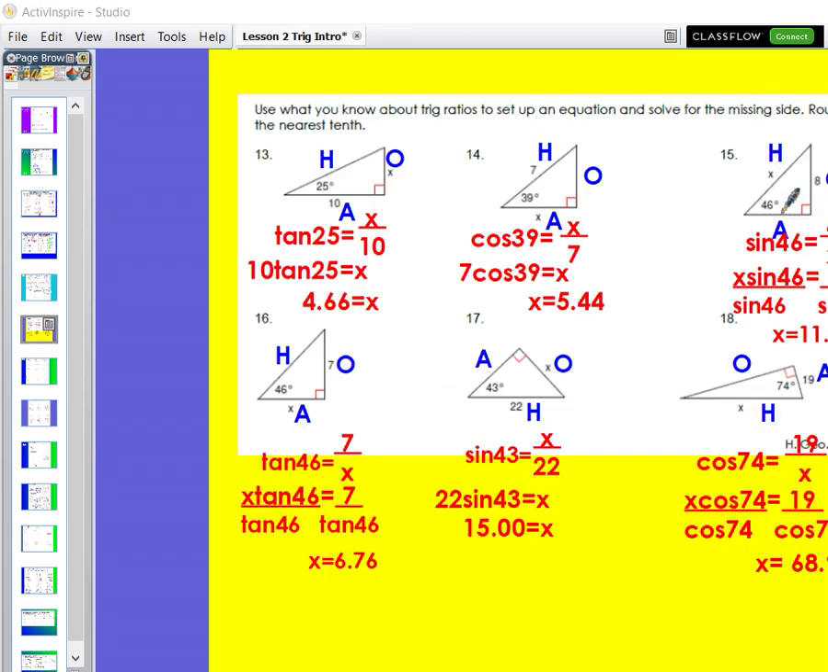All right. If you didn't give yourself time to try them, please rewind the video. Give yourself some time. Try 16, 17, 18, and then come back and check this. So sometimes you have x in the denominator. Sometimes you'll have it in the numerator. When x is in the denominator, it takes a couple extra steps. We have to first multiply by x, and then divide by the trig function.